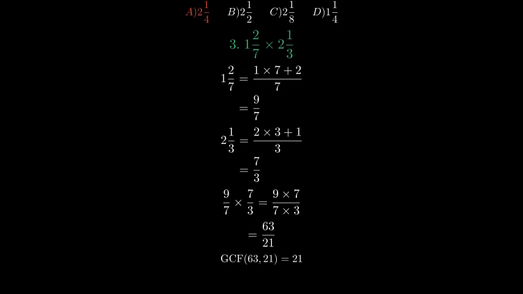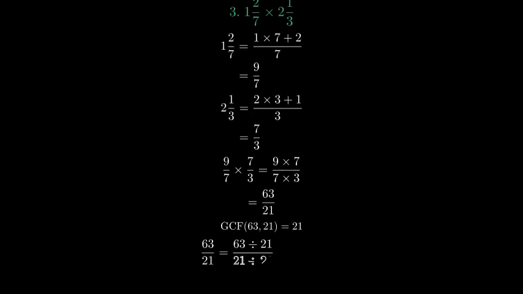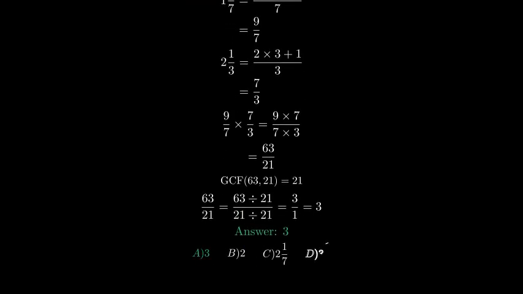We can simplify this fraction by dividing both numerator and denominator by their greatest common factor, which is 21. This simplifies to 3 over 1, or just 3. So our answer is simply 3, which matches option A.